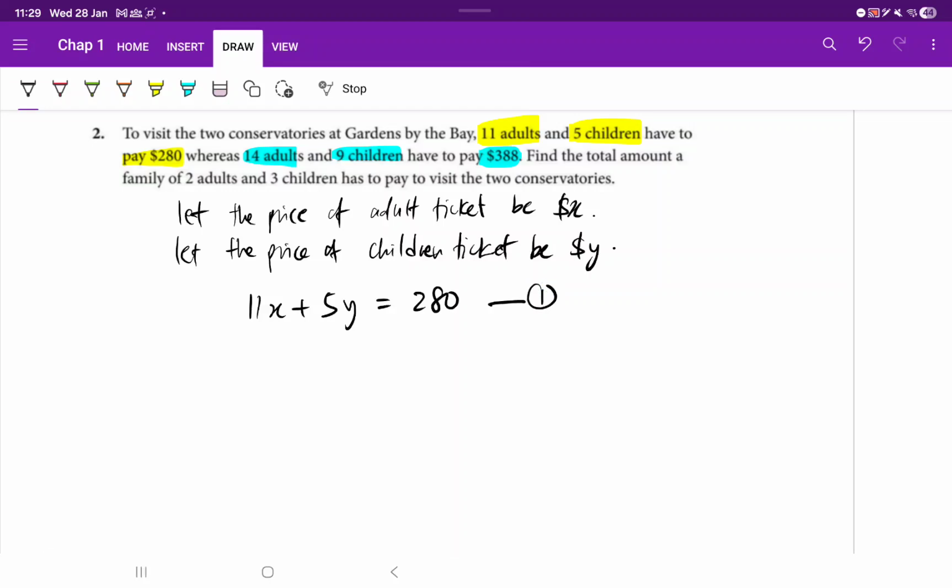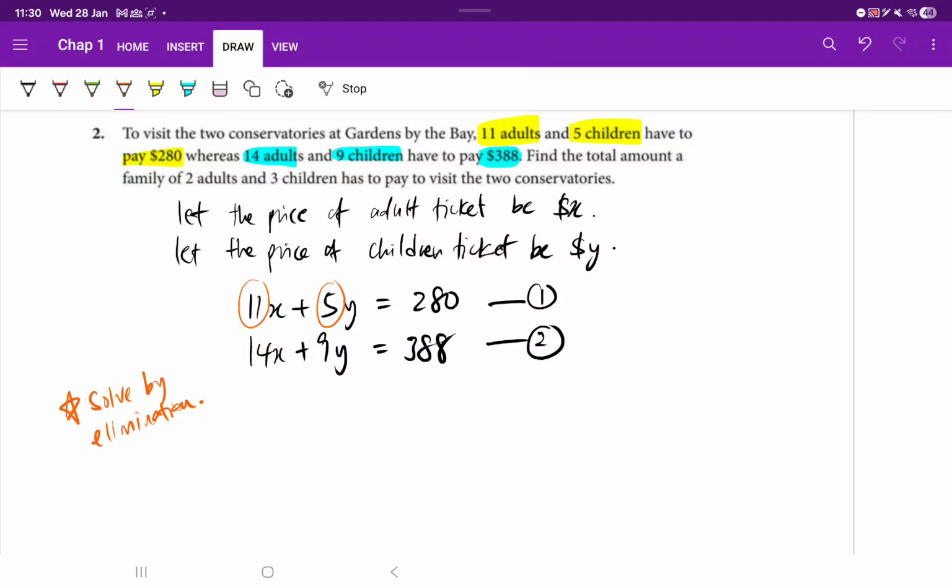I can now do the blue one. 14 adults, 9 children is 388. This is the first two equations I have. Before I proceed, I'm going to give you a suggestion. Solve by elimination. And the reason why you should use elimination and not substitution is because 11, 5, these are prime numbers, which means that if you try to make one of them the subject of formula, you will have a weird fraction on the right hand side.